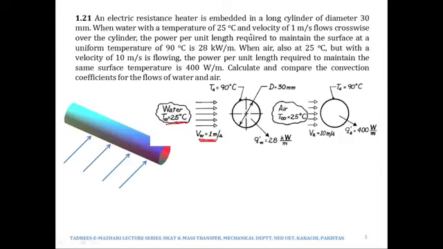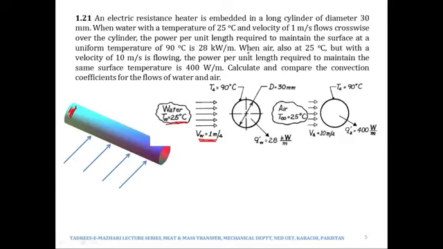So if the water flows over this cylinder, the power per unit length required to maintain the surface at a uniform temperature of 90 degrees Celsius is 28 kilowatts per meter. So if the temperature of this surface is 90 degrees Celsius, then the power would be 28 kilowatts per meter. So we are given power per unit length, watts per meter.